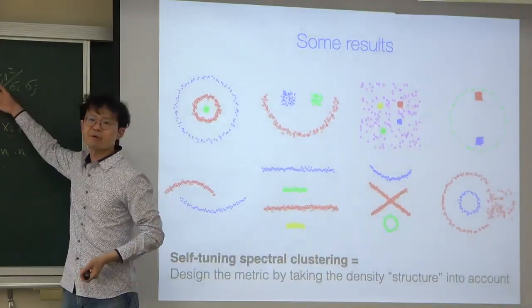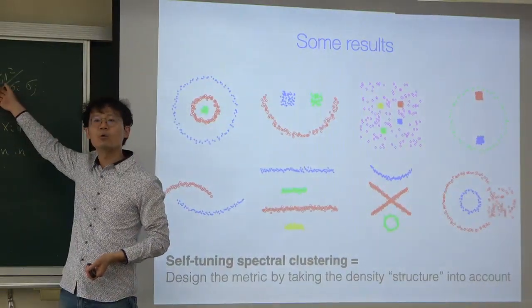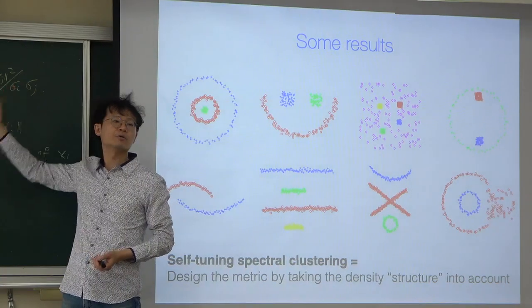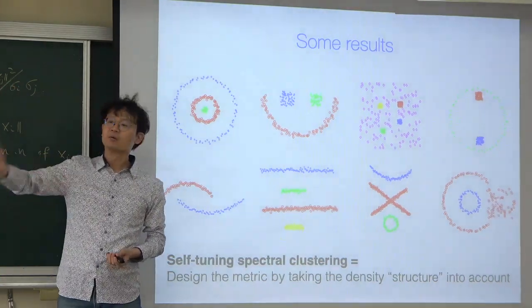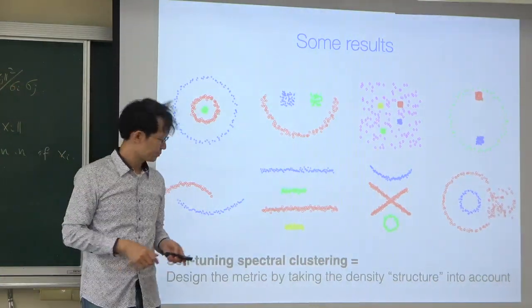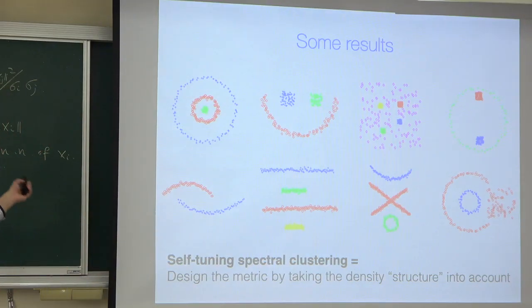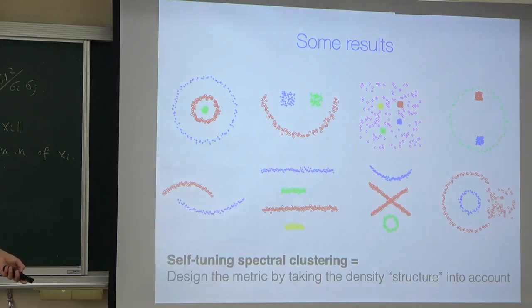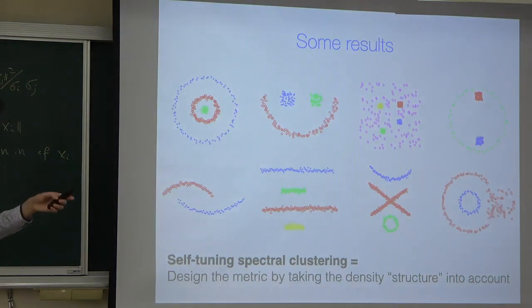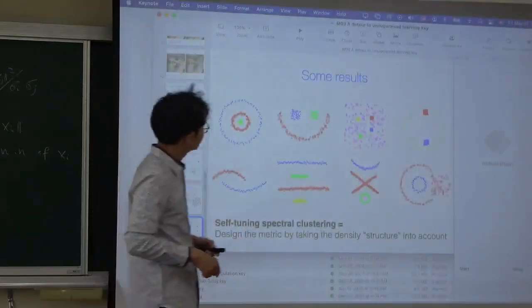So this can be viewed as an affinity design or metric design technique, which we will come back to discuss when we talk about manifold learning later. It is a very good trick to handle very non-uniform density sampling data sets. Yes, that's it.